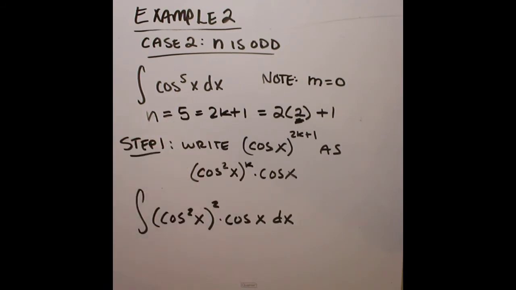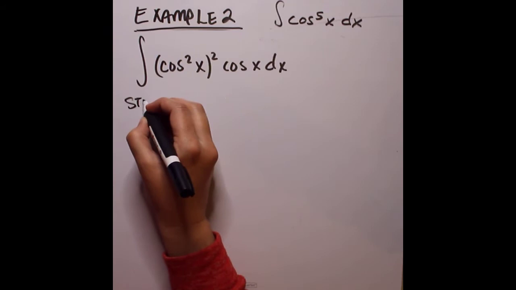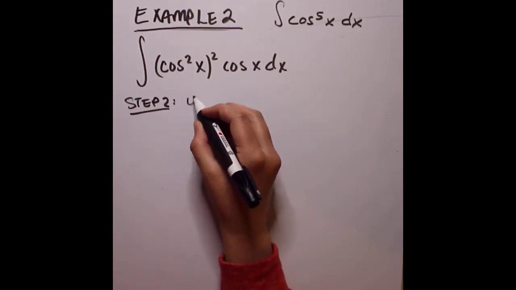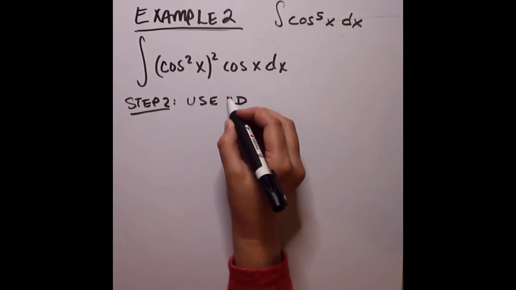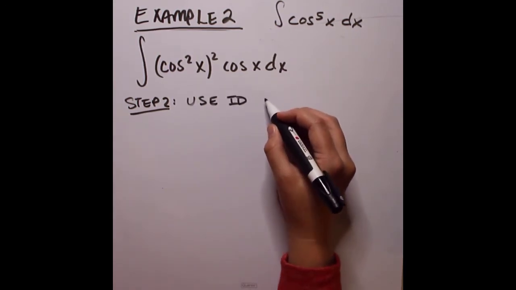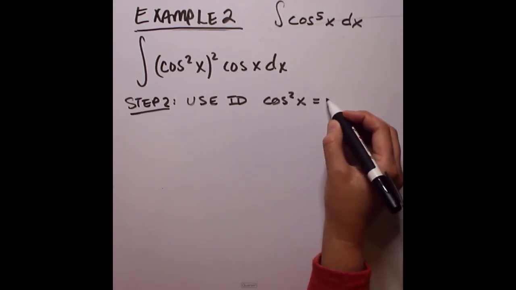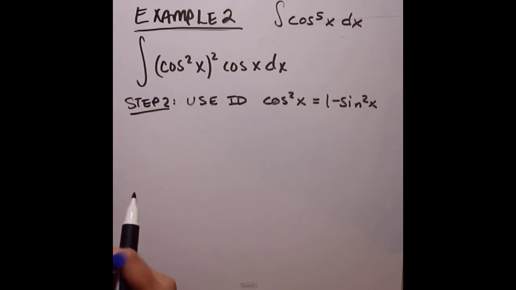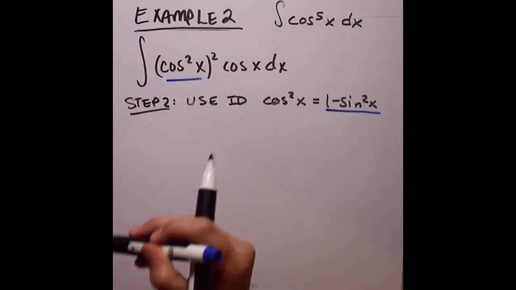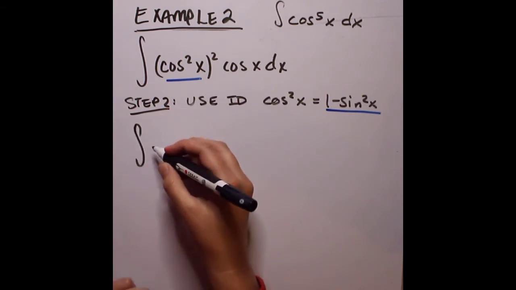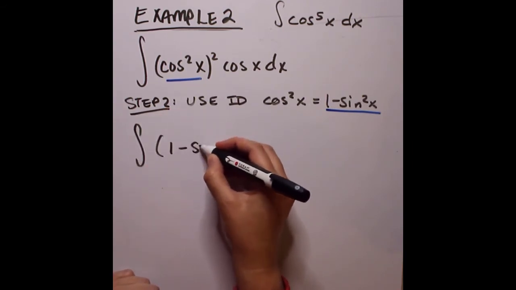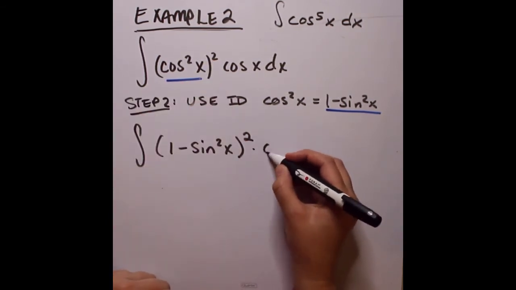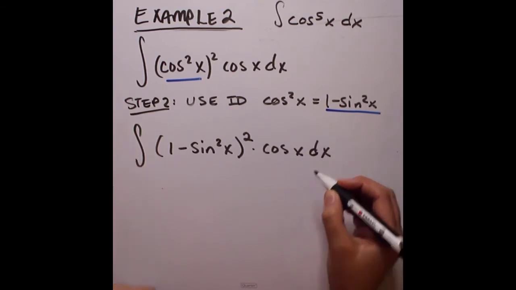So that's step 1. Now step 2, very much like example 1, we are going to use our trig identity, again the Pythagorean identity, just this time we're solving for cosine squared. So we're going to use the fact that cosine squared x is 1 minus sine squared x. And so we're going to substitute that quantity right in here for cosine squared, and our integral becomes 1 minus sine squared x, quantity squared because it was already squared out here, times cosine x dx.